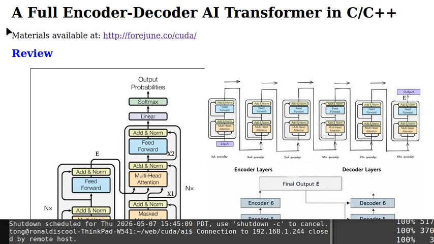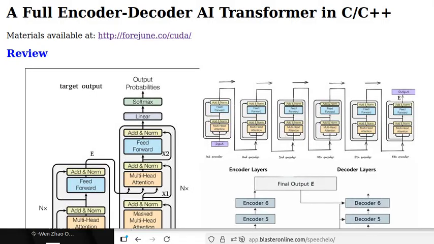This video presents a full implementation of an encoder-decoder AI transformer in C++. Billy will first give you an introduction and a concise review of an AI transformer. This is a follow-up to our previous video, which discussed the implementation of a GPT-style transformer in C++.